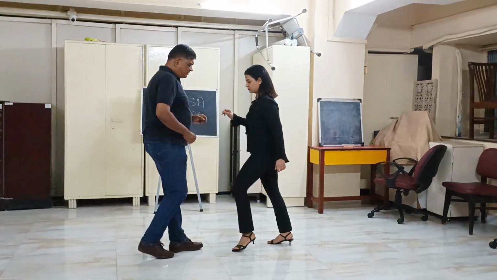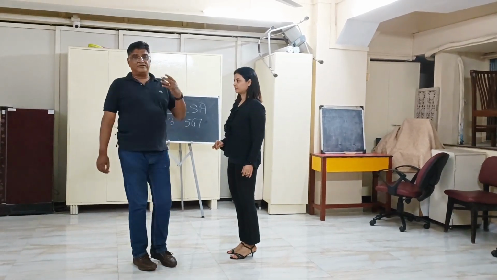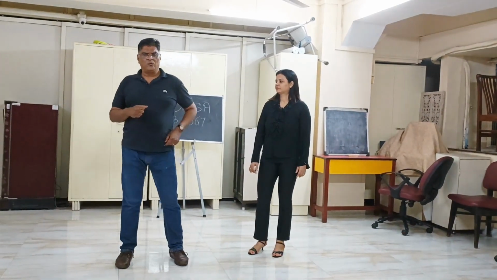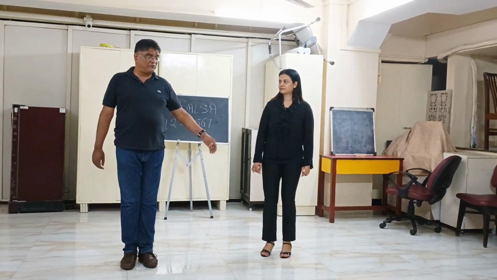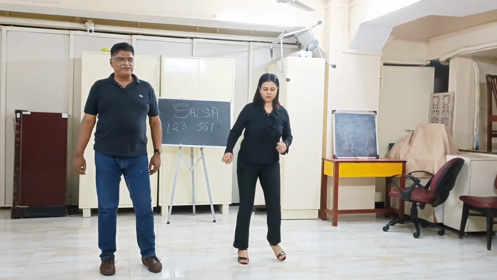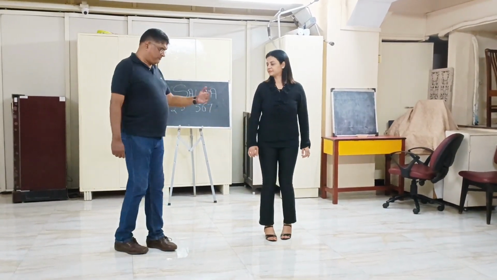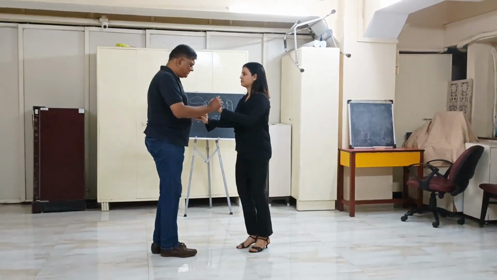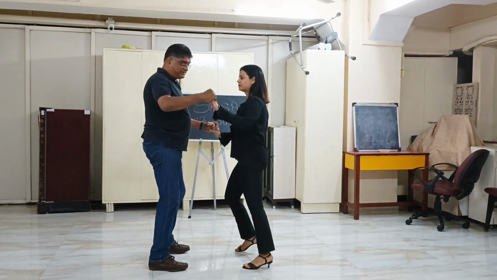Priyanka will go back 1, 2, 3, 5, 6, 7. Now the same count, if we use it for a side step, I'm moving the side step, we'll go 1, 2, 3, 5, 6, 7. Priyanka also will move the side step to her right. So she'll go 1, 2, 3, 5, 6, 7. So that's how it will go. If we are facing each other, it will go from here: 1, 2, 3, 5, 6, 7.